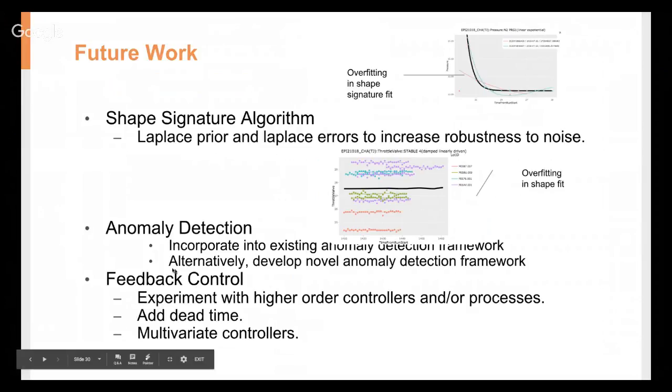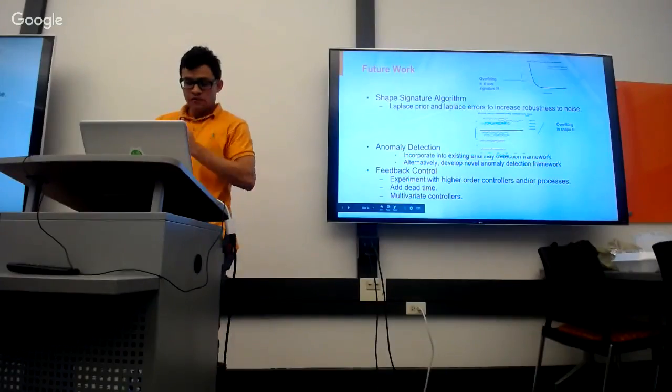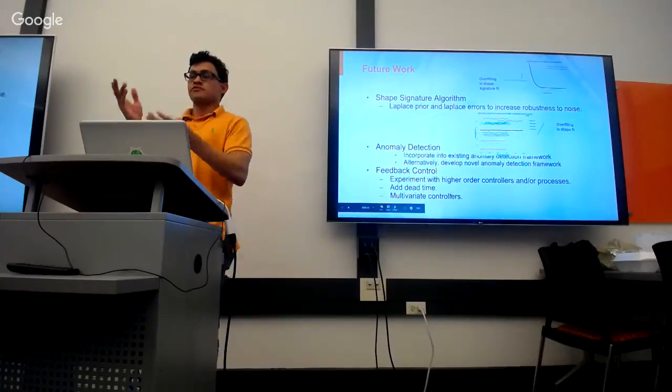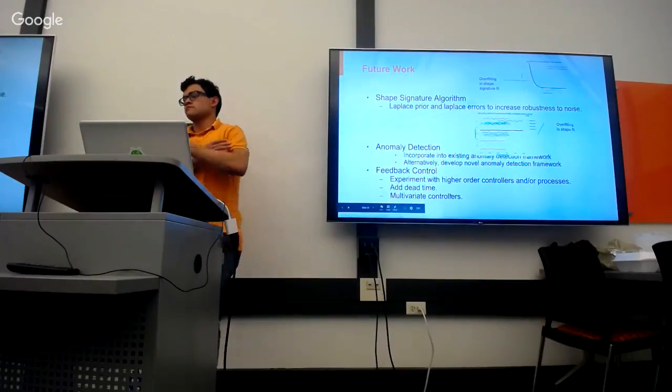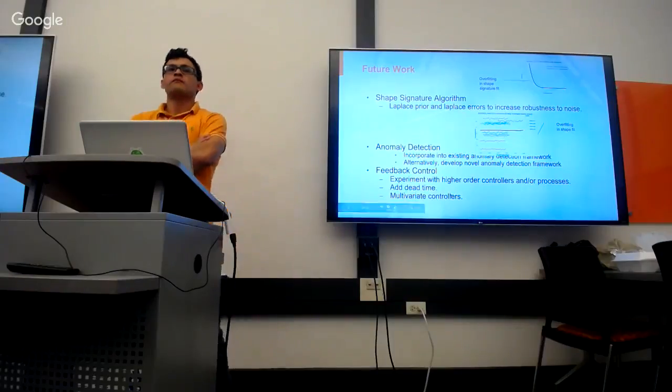And from a feedback control perspective, I would like to experiment with higher order controllers and processes. Dead time is something that's definitely there physically. It just means that there's a lag between how you adjust the control variable and how the controller responds to that. Like there's a lag time between that. And then multivariate controllers, which account for interactions between different sensors, because more than likely that is definitely going on.